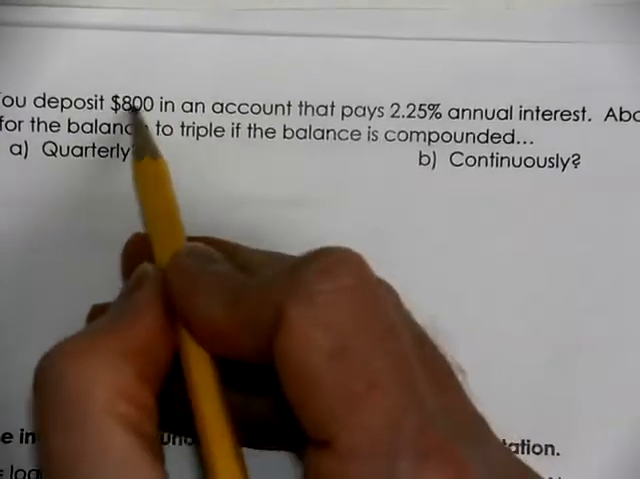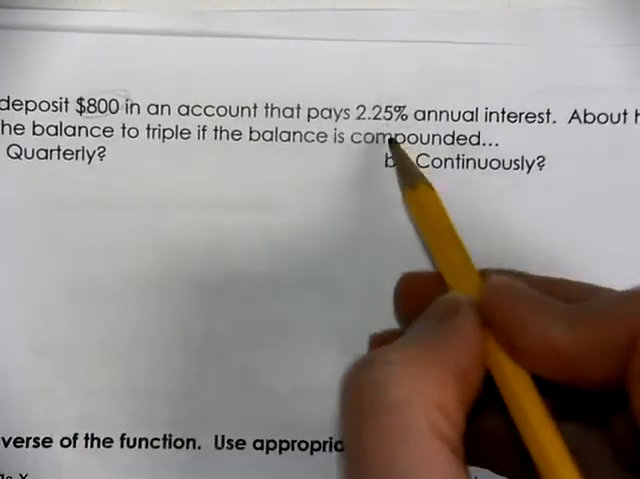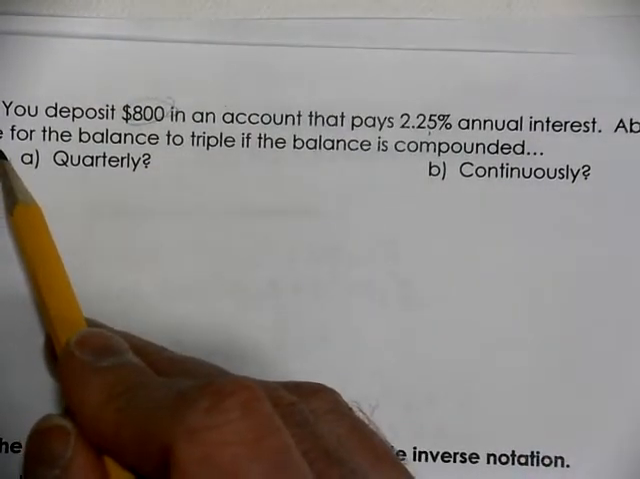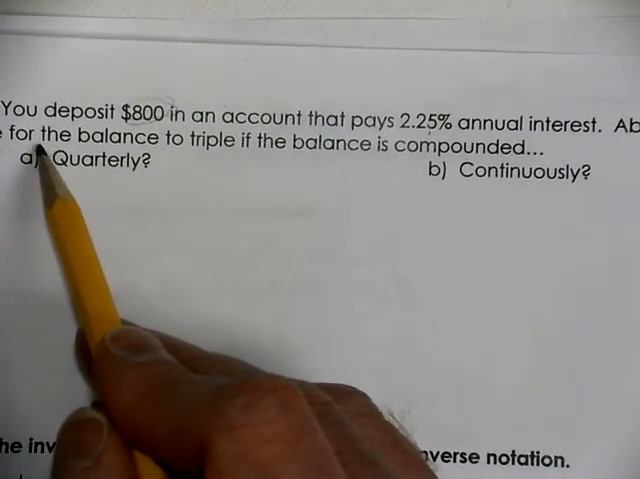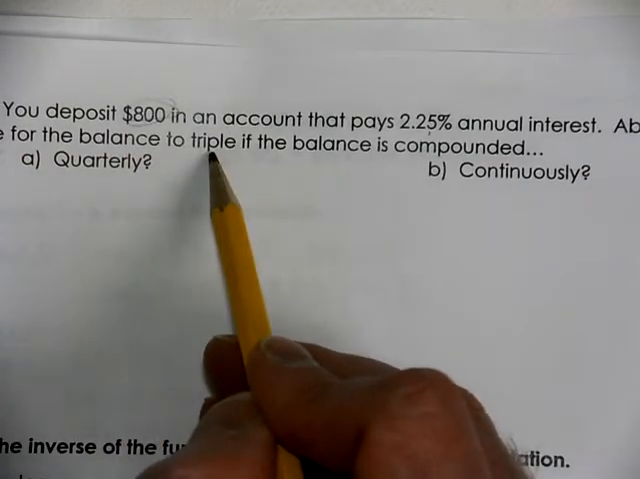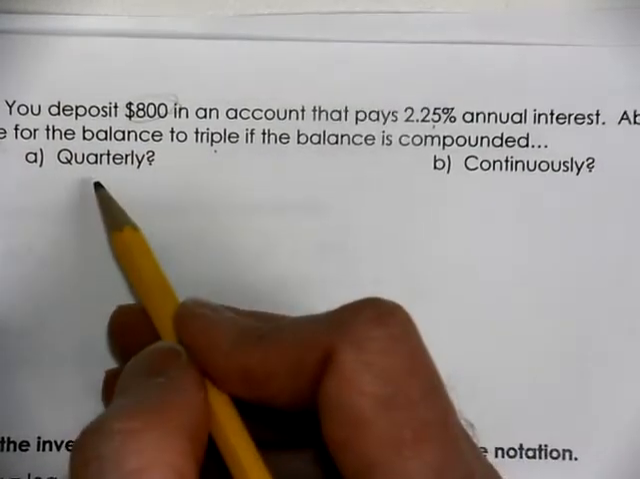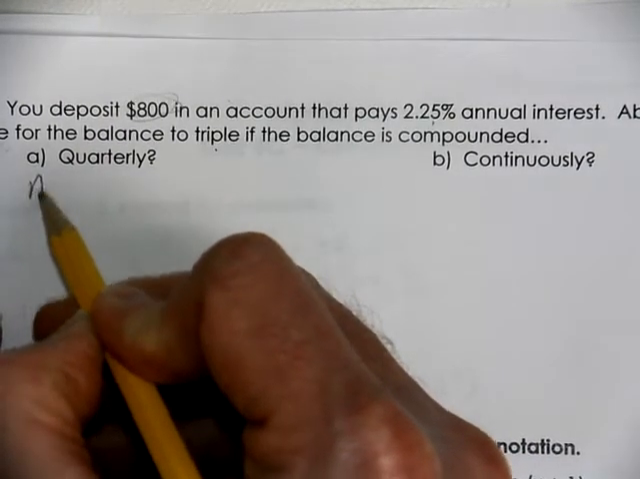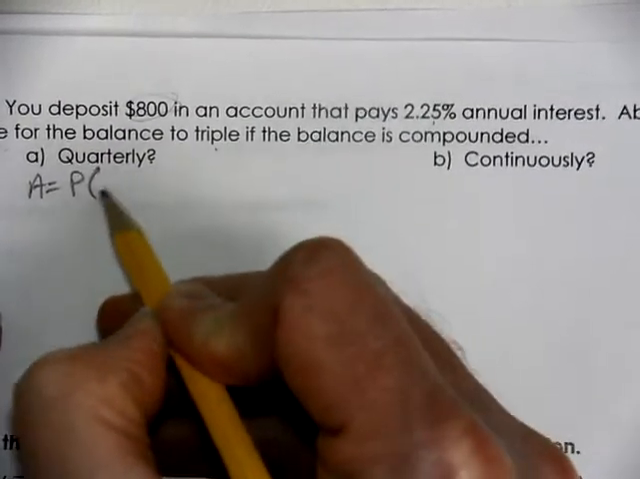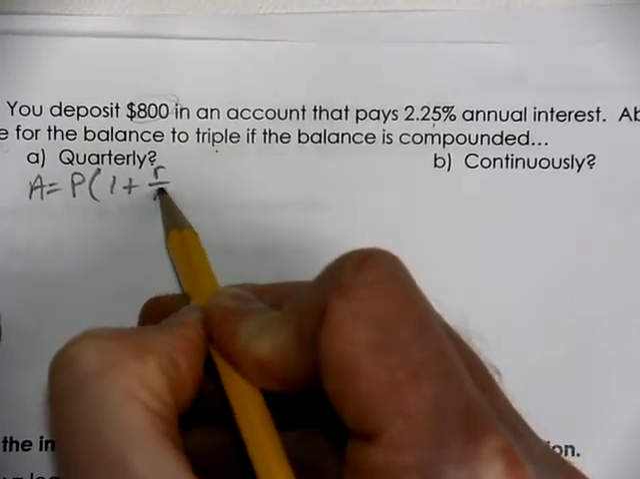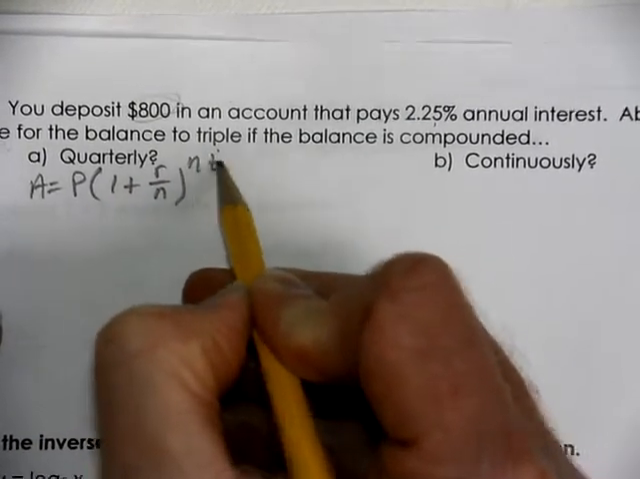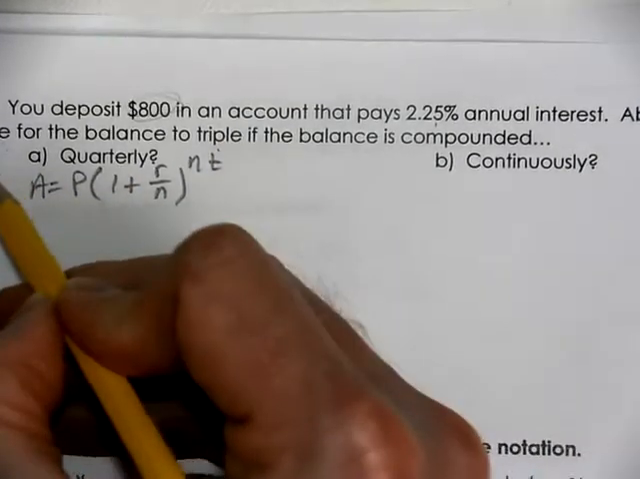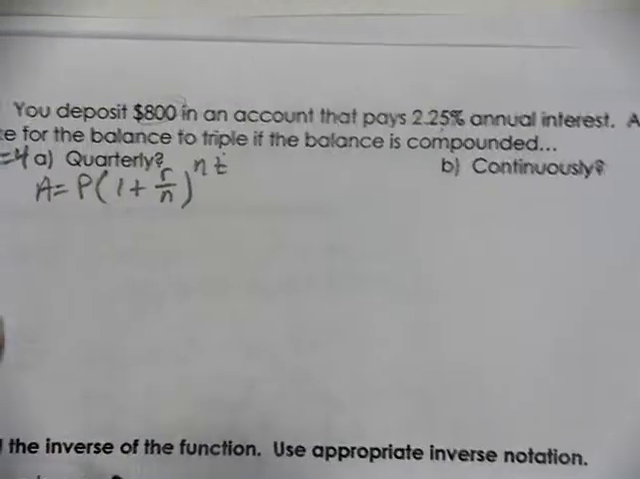We have our story problem where we're going to deposit $800 that has an interest rate. About how long will it take for the balance to triple? That's a new one. So if we do quarterly, we're going to say A equals P(1 + r/n)^(nt). Quarterly means that n is going to equal 4.